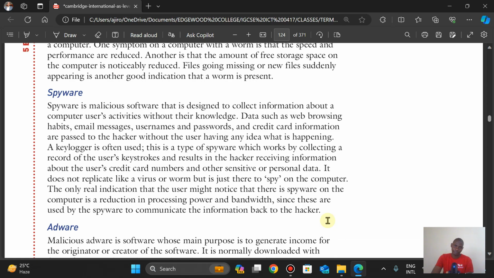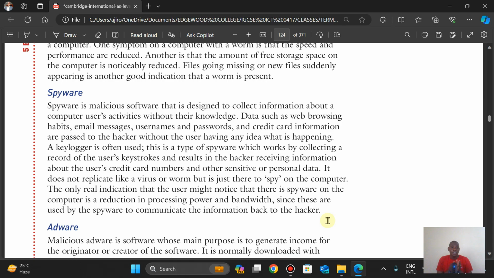Spyware. It's also a type of malicious software that is designed to collect information about a computer user's activity without their knowledge. These activities include web browsing habits, email messages, usernames and passwords, and credit card information, which are passed to the hackers without the user having an idea what is happening.